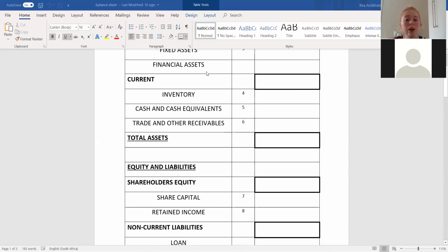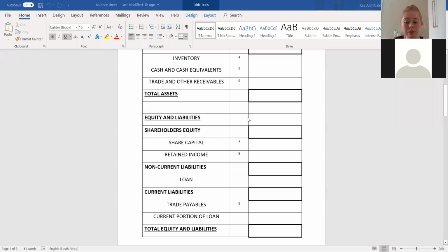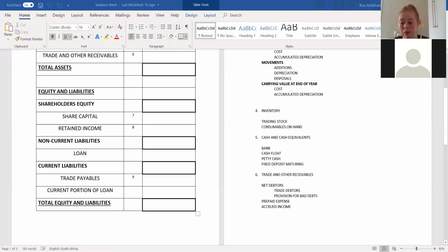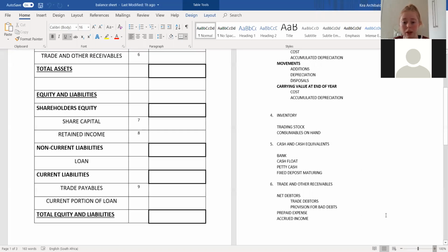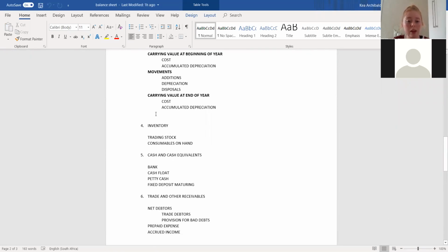Then with your current assets, they are broken down into 3 categories: inventory, cash and cash equivalents, and trade and other receivables. They also have their own notes, so note 4, note 5, and note 6. If we go to note 4, we will see that inventory is made up of trading stock and consumables on hand.